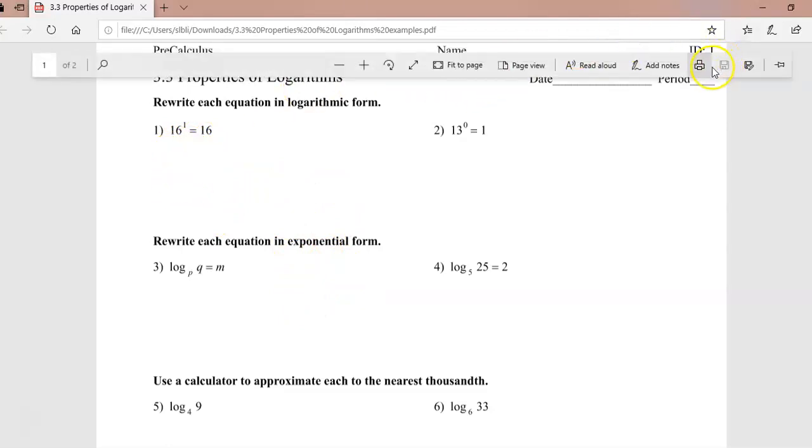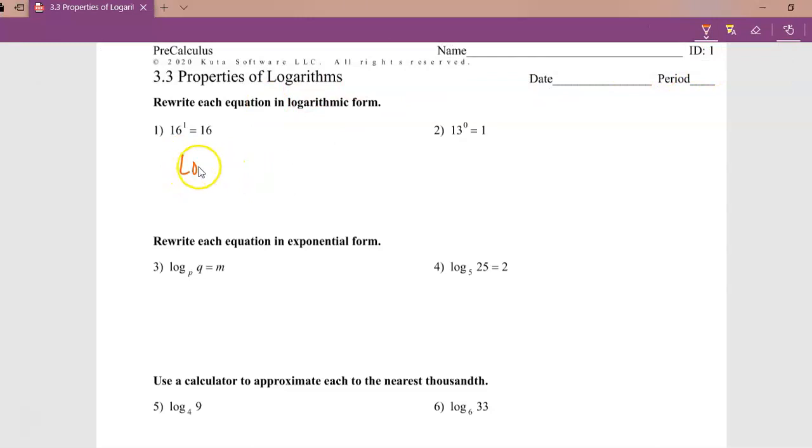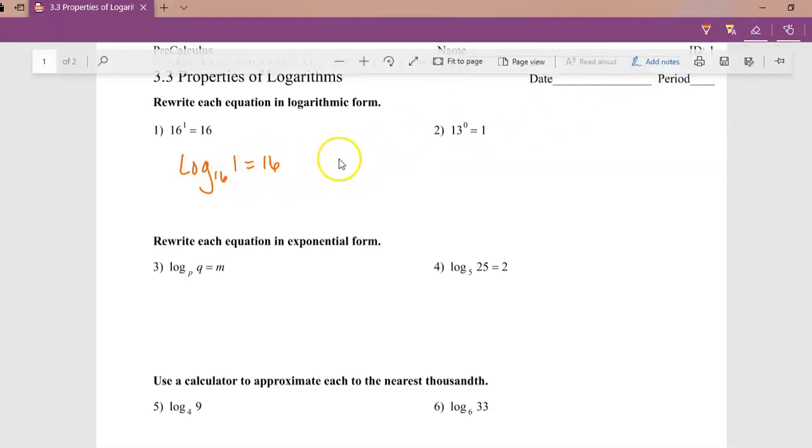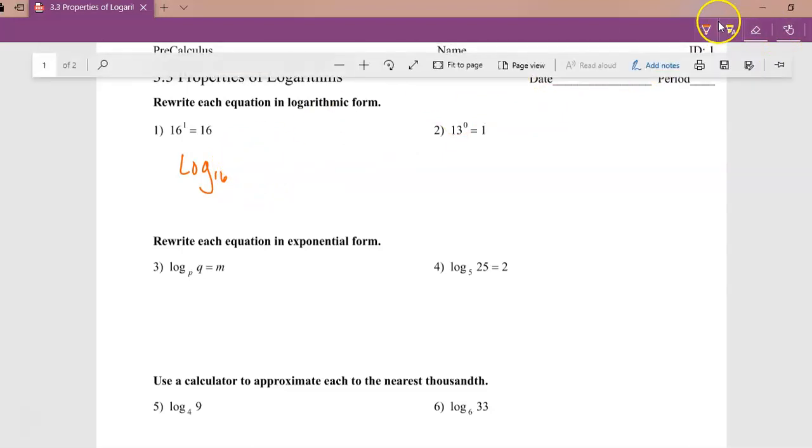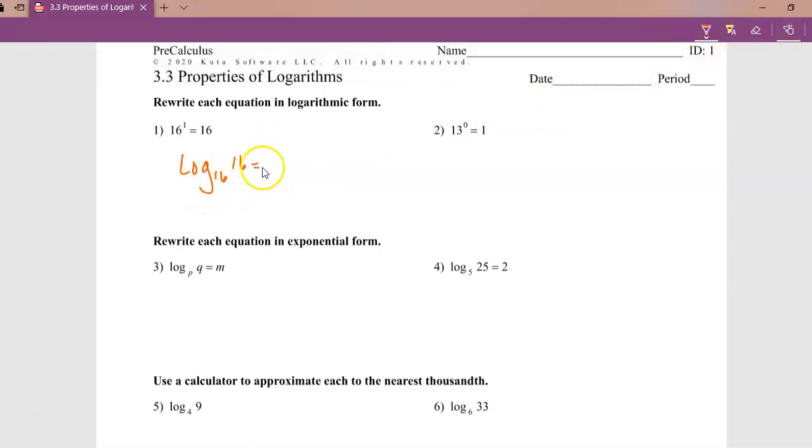I can write this as log base 16 of 1 equals 16. I did that backwards. All right. Log base 16 of 16 equals 1. Remember, it should always equal the exponent. So 16 to the first power equals 16 is the exponential form. So this would be log base 13 of 1 equals 0. So we want to write this one in exponential form, so that'd be p to the m power equals q. So we're just changing forms, just like we did last unit, or 5 squared equals 25.